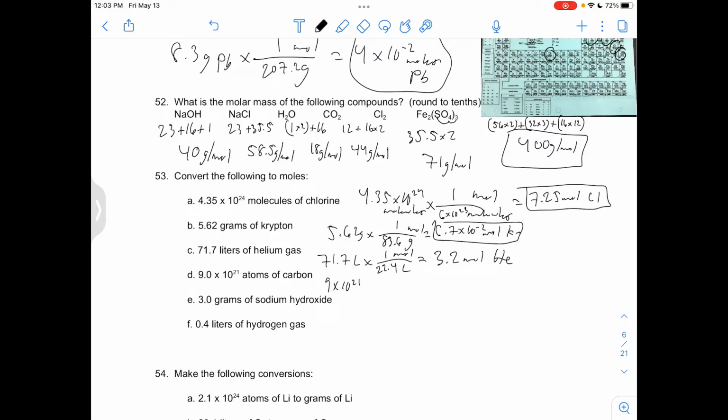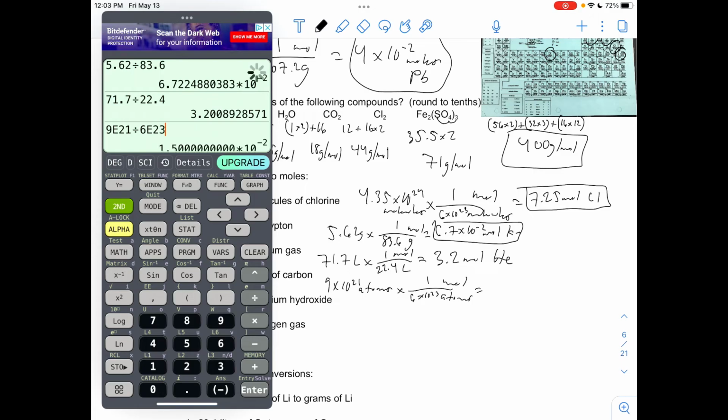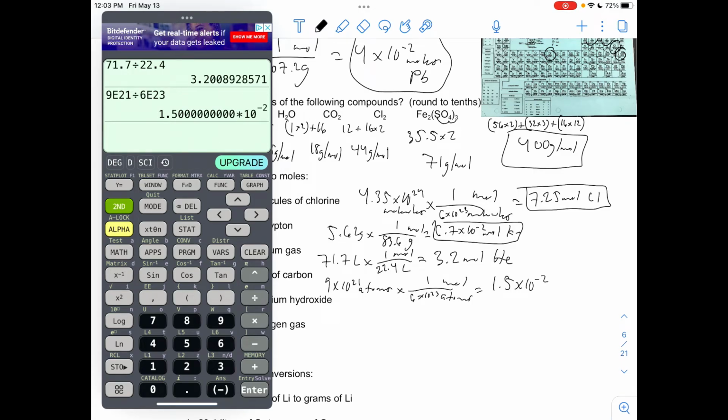Okay. 9 times 10 to the 21 atoms of carbon. So atoms into moles would be Avogadro's number. So let's see, 9e21 over 6e23 is 1.5 times 10 to the negative 2 moles of carbon.